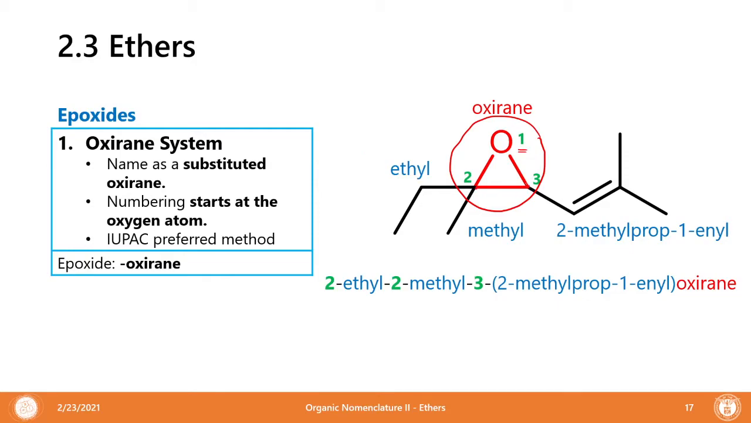So in this case, we chose number 2 on this side because there are more substituents. There are 2 on this carbon atom, while on the other side, there is only 1 substituent connecting to this carbon. So at position 2, we have an ethyl group. At position 2, we have a methyl group as well. And then at position 3, we have a complex substituent, 2-methylprop-1-enyl. We end the name with our parent name, oxirane.